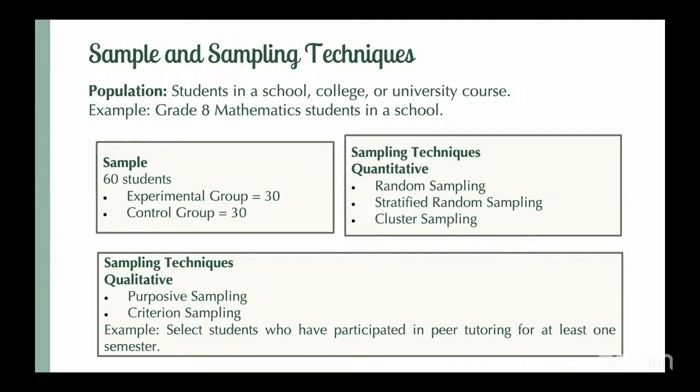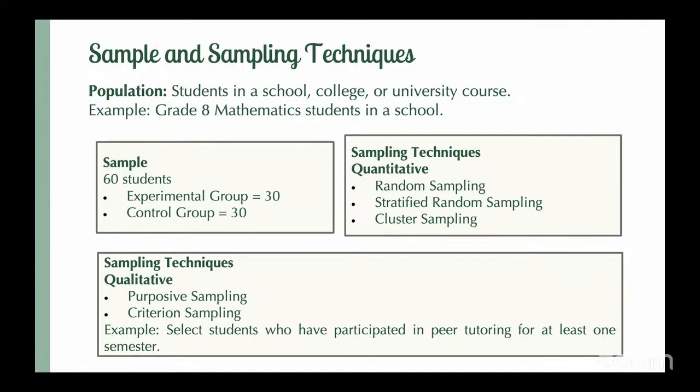In qualitative, purposive sampling and criterion sampling. So here you have students who have participated in peer tutoring for at least one semester. So you are only taking those chunks. It may be from any class, any division, but you are only going for those students. Of course, again, they have to volunteer. If a student is not ready to participate in your study, you cannot force anybody to participate in your study.